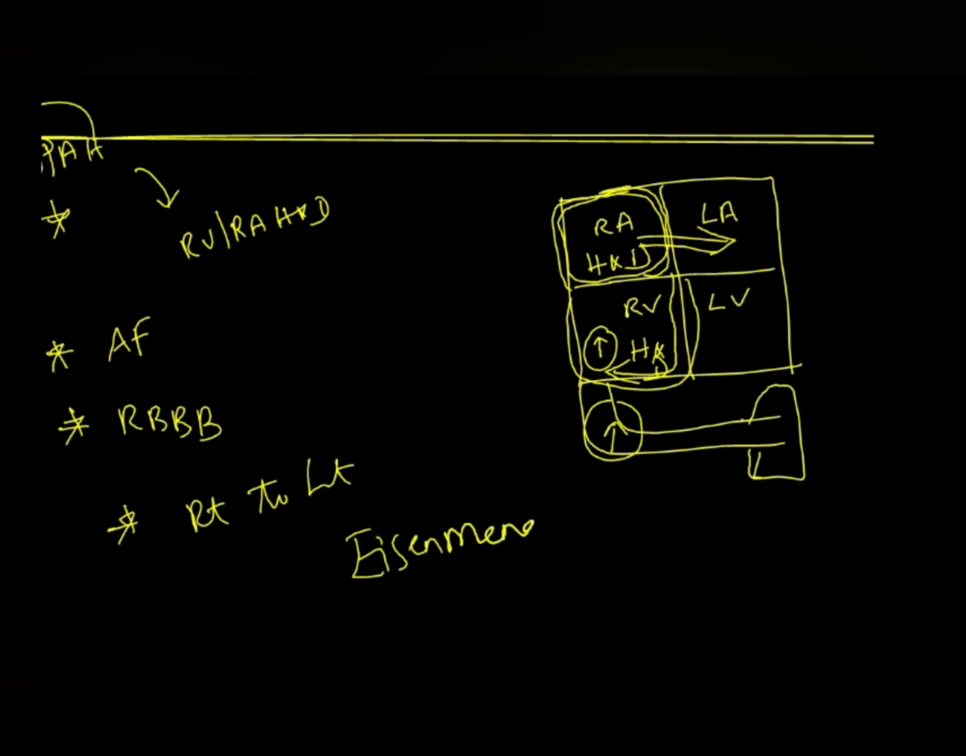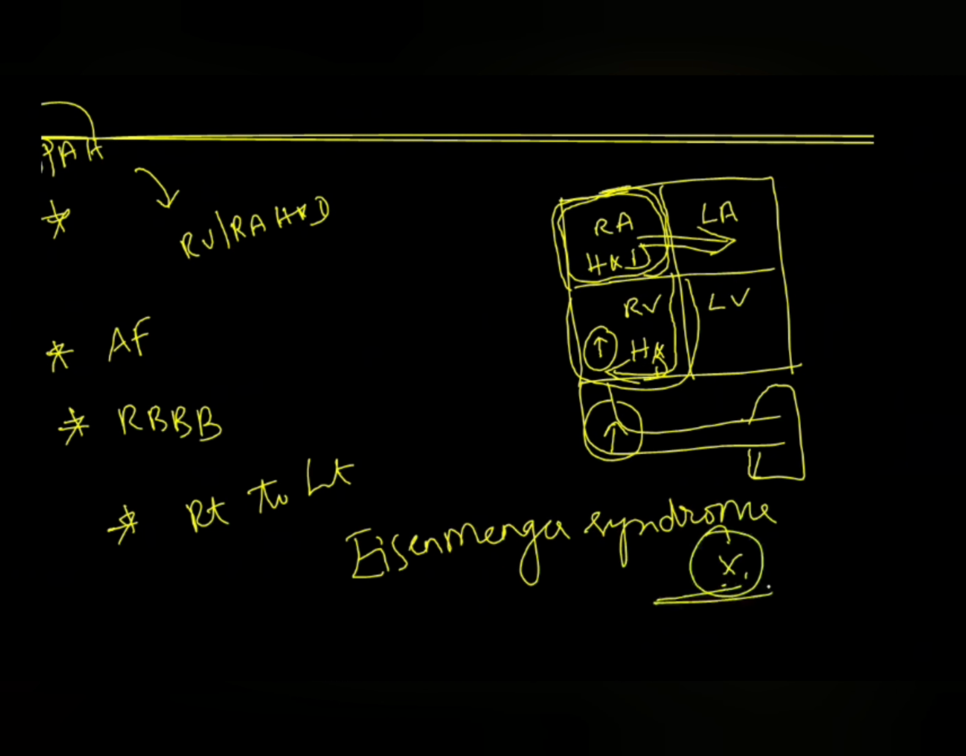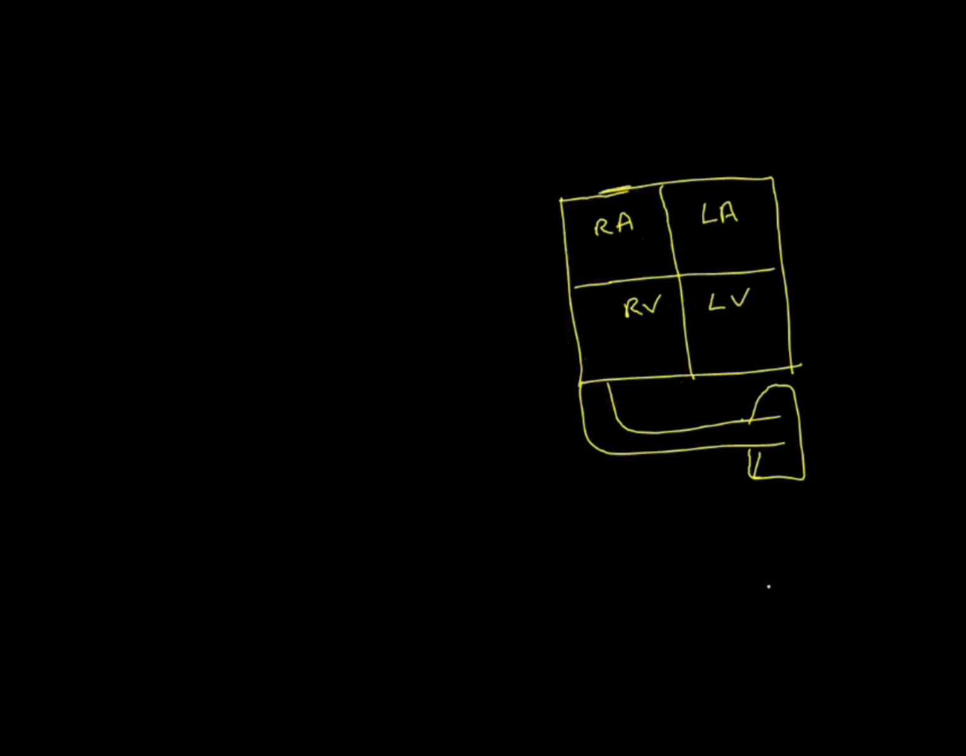This is called Eisenmenger syndrome, which is very important. This happens because of your right to left shunt. So these are the presentations a person can come to you with. Now, what are the signs you can elicit?